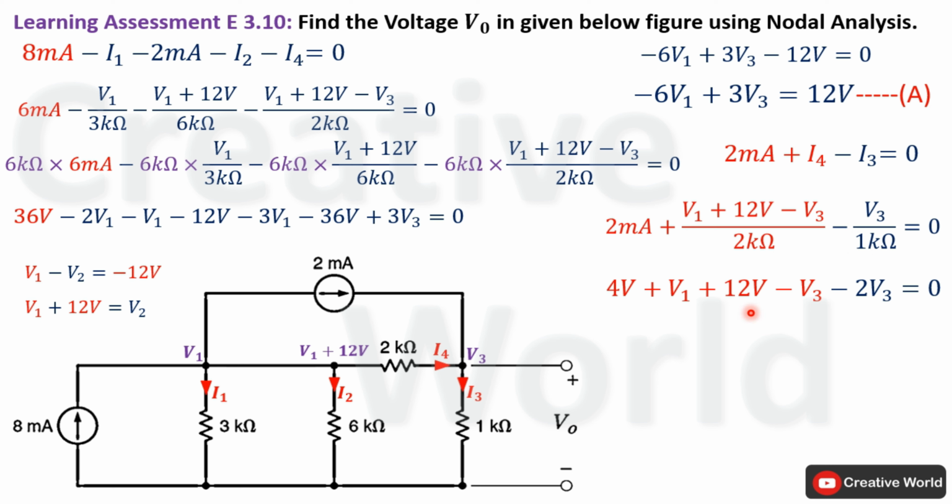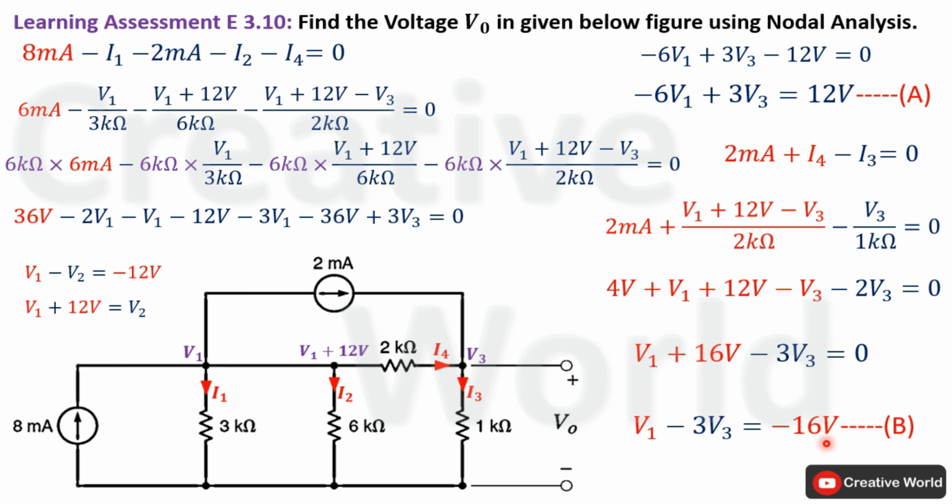Now solve this equation, add 12 volt and 4 volt together, it will become 16 volt. Similarly, minus V3 and minus 2V3 will become minus 3V3. So the equation will become V1 plus 16 volt minus 3V3 equal to 0. Now place this 16 volt on the other hand side of equal. So the equation will become V1 minus 3V3 equal to minus 16 volt.